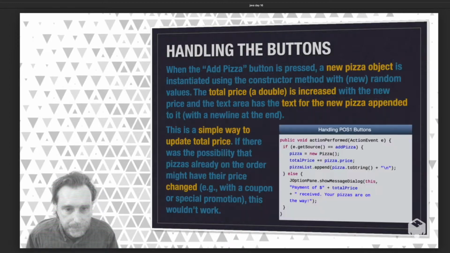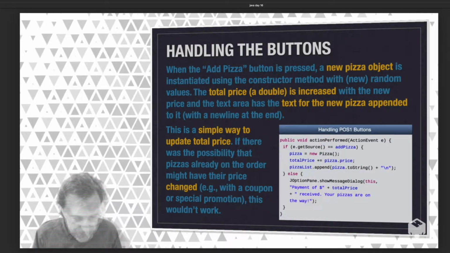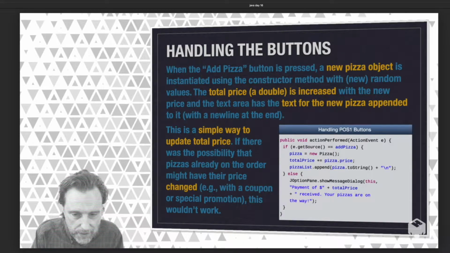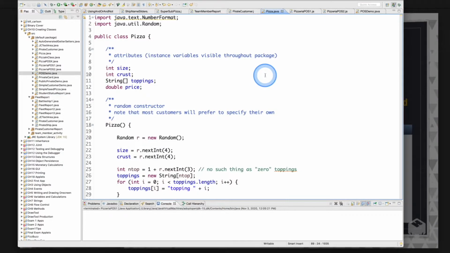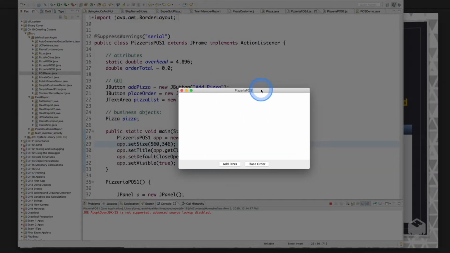So I'm going to switch over to Eclipse and run it so that you can see it in action, and then we'll move a little bit ahead. All right, so Pizzeria Point of Sale 1 is just this really simple UI. If I hit add pizza, I get new pizzas added to the list. They're not really formatted as money. That's not something I've added to this version. This is just text in a JTextArea.